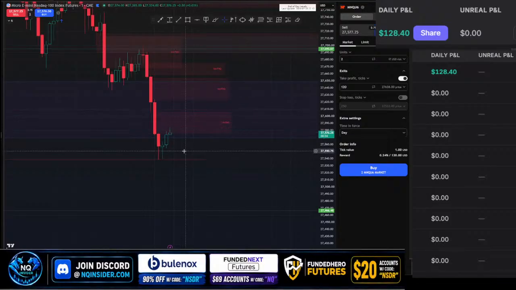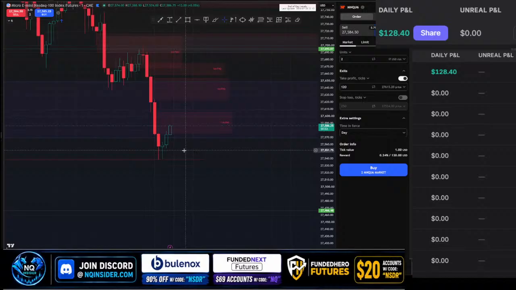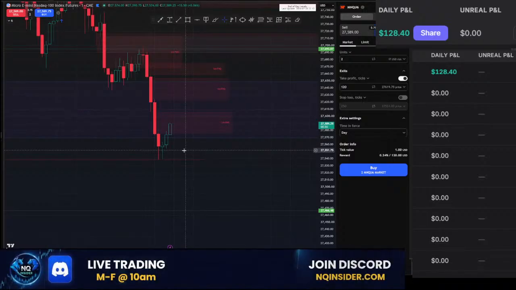Everybody, if you're in a short right now, you need to be on hyper alert. A new 15-minute time block is getting ready to open. Watch out. This market is moving very aggressively, and these candles are huge.